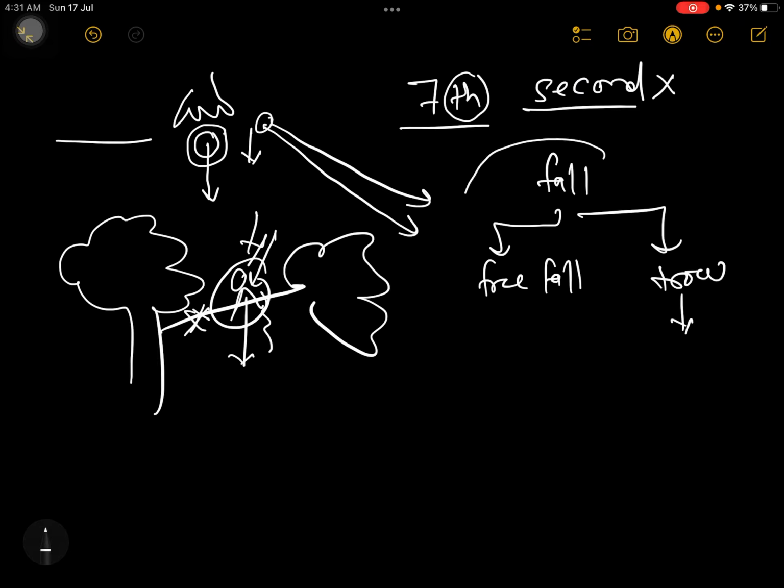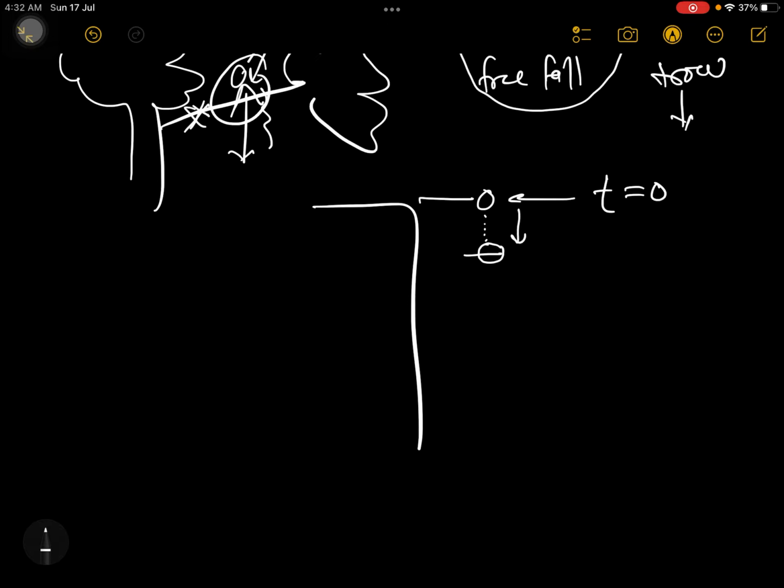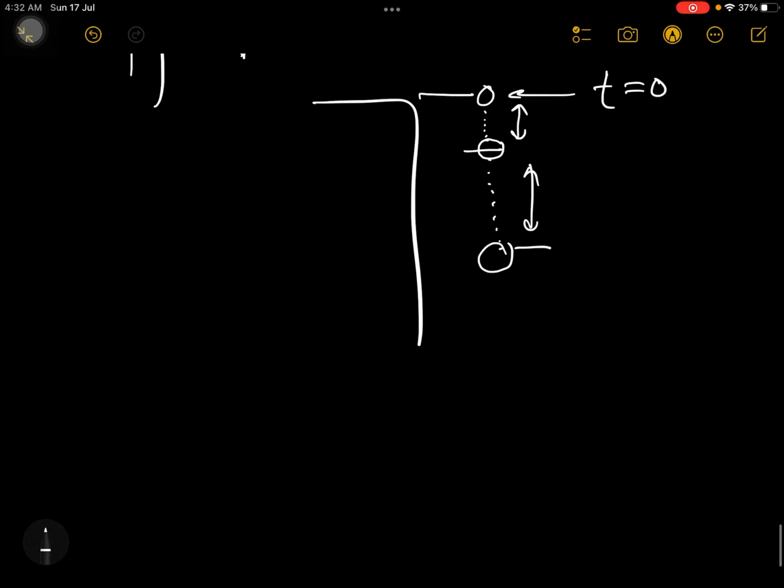So whenever you have free fall, what happens? Exactly when you are at this point, we consider time is 0. When you start falling, after 1 second you will travel this much distance, then after the next second you will cover more distance, then again after 1 second you will cover more distance. You can see this distance d1, this distance d2, this distance d3, they are increasing.